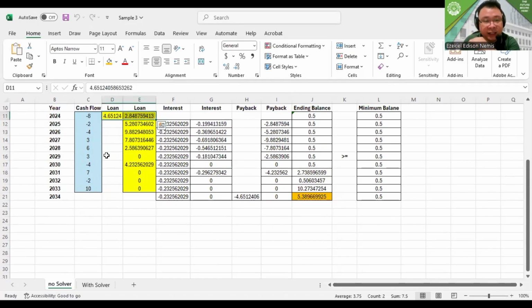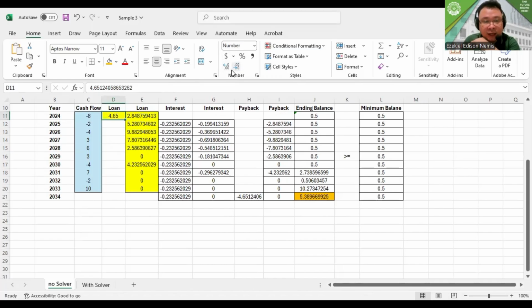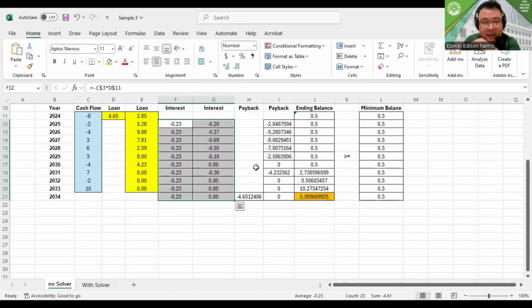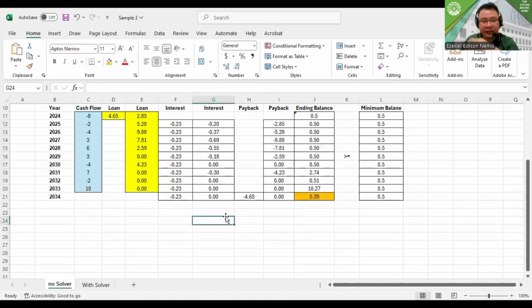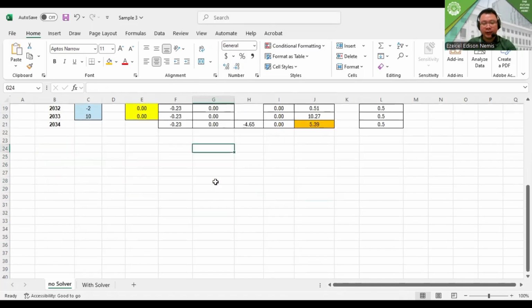So let's just clean this up. All you have to do is highlight this one, click this one, this part. Click it lang. So lahat magiging 2 decimal places only. Same thing here, let's click it here para 2 decimal places lang din. All of this also, click lang natin for 2 decimal places. Same thing here, 2 decimal places. And for this also, 2 decimal places. Ayan. So this is complete data right now what you are seeing.